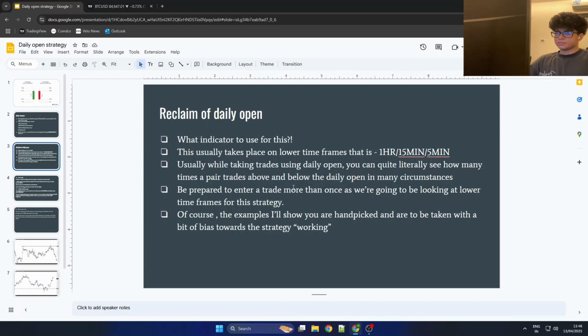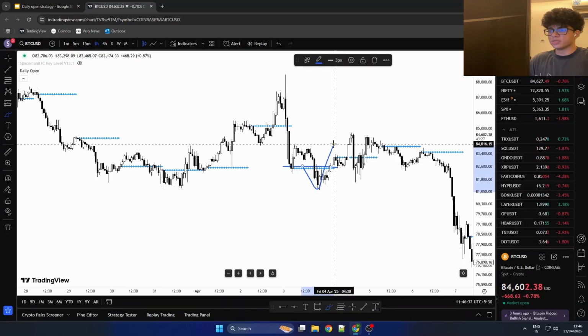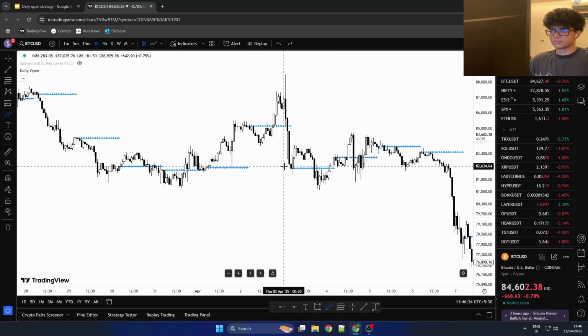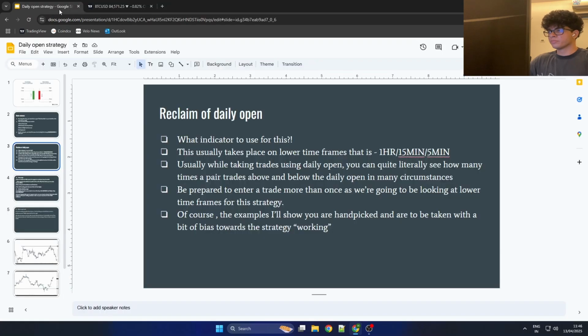So you can see how many times a pair trades above and below the daily open in all these circumstances. So what you've got to be prepared for is entering a trade more than once, because we're trading on the lower time frame. Your entries might just be a wick on the daily time frame, right? So for the most part, you're going to have to enter trades more than one time, unless your entry is perfect or really good, right?